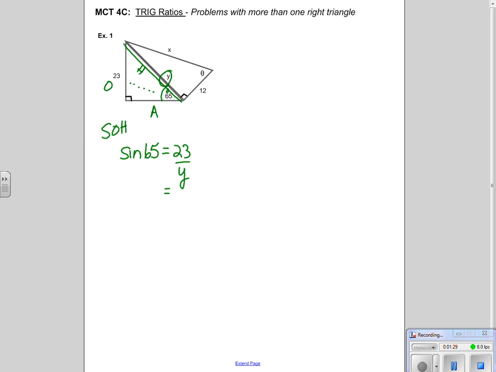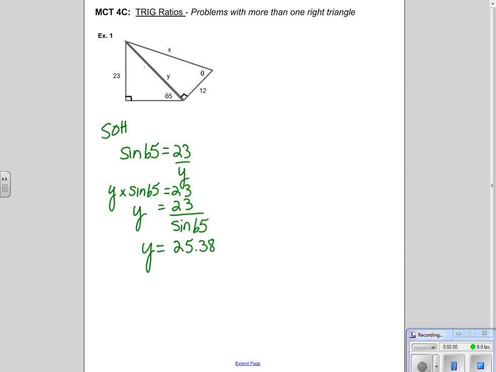I want to solve for y. So I don't want y on the bottom of my ratio, so I'm going to multiply both sides by y. And then I'm going to divide both sides by sine 65. And then I'm going to use my calculator. 23 divided by sine 65 gives me a length for y of about 25.38. 25.38 is y.